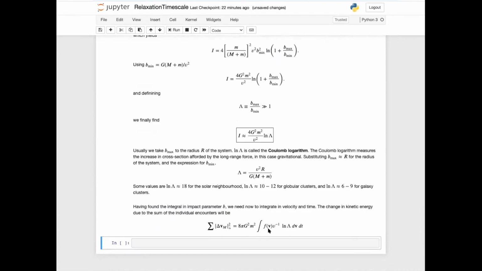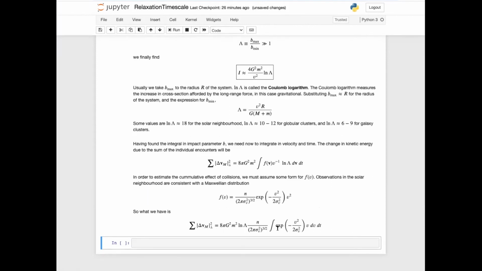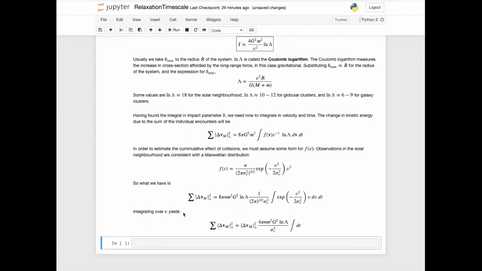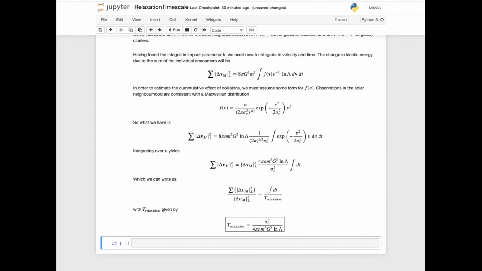Now, what we need here is to find the expression for the distribution. In order to estimate the cumulative effect of the collisions, we need to assume a form for the distribution of velocities. Observations in the solar neighborhood are consistent with the Maxwellian distribution of velocities. So we have this expression. Integrating in v yields this expression, which you can write as, if we define t relaxation as the inverse of this quantity. So this gives the relaxation time for a gravitational system.